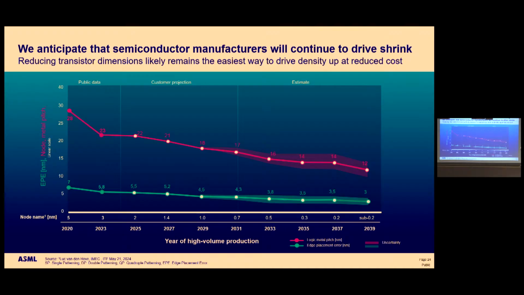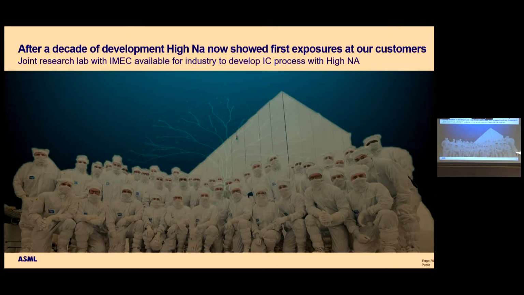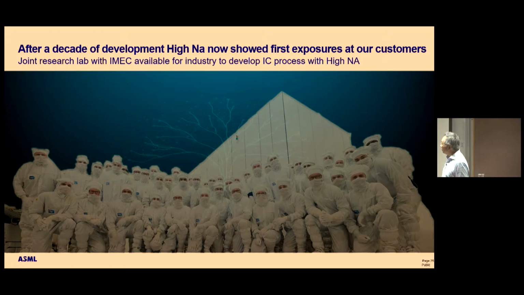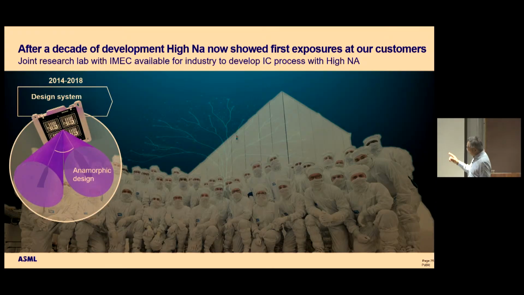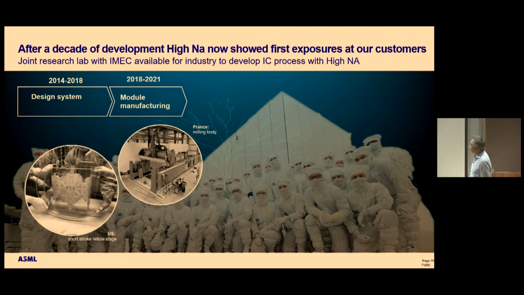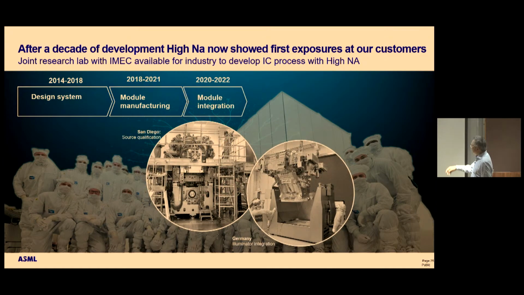Because of that, 10 years ago, we started to develop a high NA system, 0.55 NA, because there is a need for scaling. Good thing that the slope has not stopped. Okay, so system design, 4 years. Module manufacturing started in 2018. In 2022, we integrated the modules.